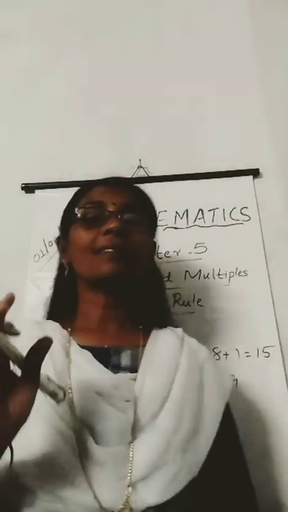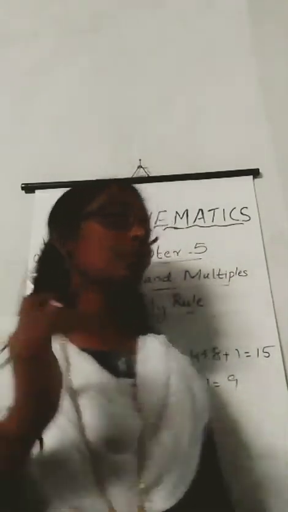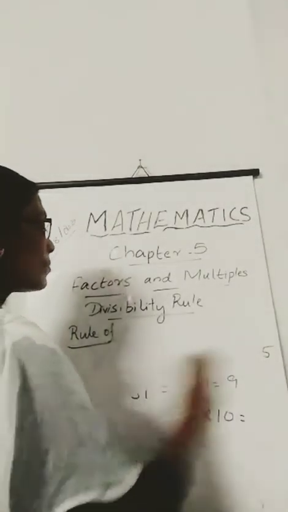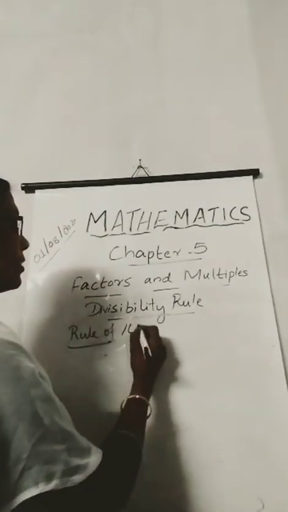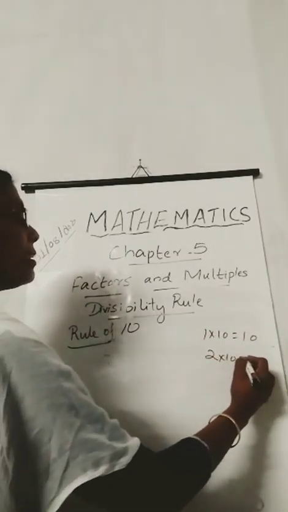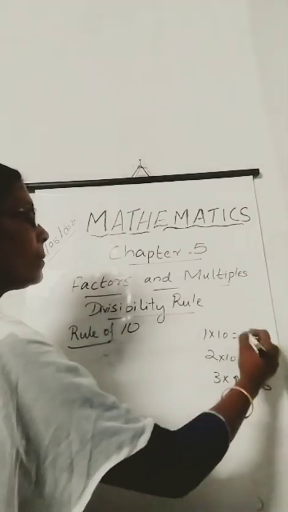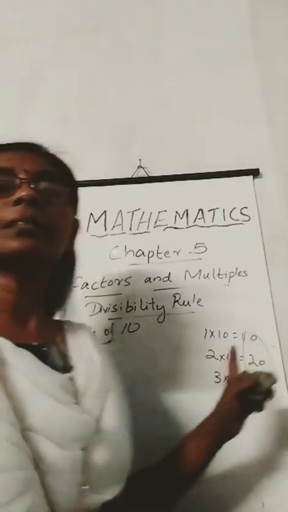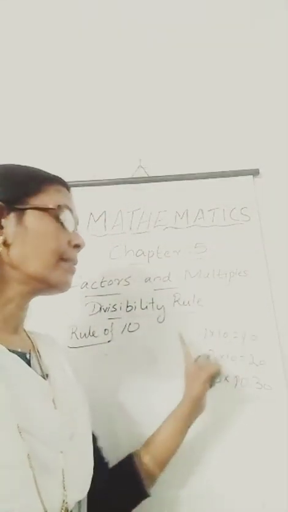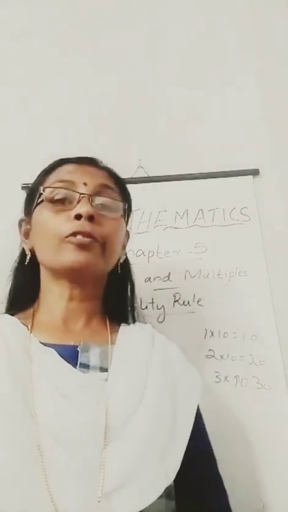1 10s are 10. The digit in the ones place is 0. 2 10s are 20. See, 1 into 10, 10. 2 into 10, 20. 3 into 10, 30. What happened here? In all these numbers, the digit in the ones place is 0 and they have 10 as a factor. So that's all for today.